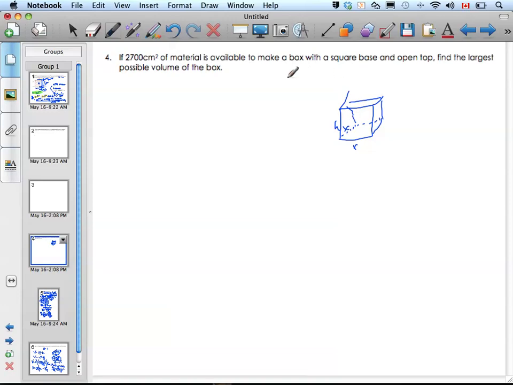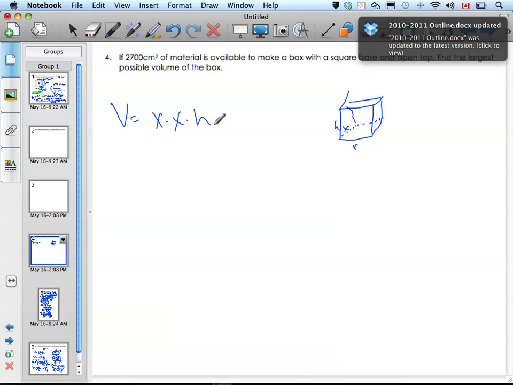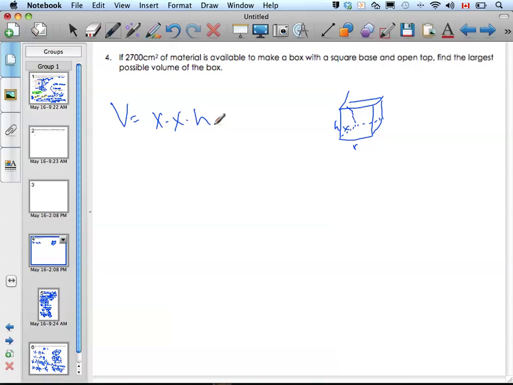Well, if I'm going to have a large volume, the volume of a box is going to be x times x, which is the base, times the height. And so I have too many variables now. I have to take my variables and get rid of one of them. The one thing I know is that I have 2,700 centimeters squared as my surface area.